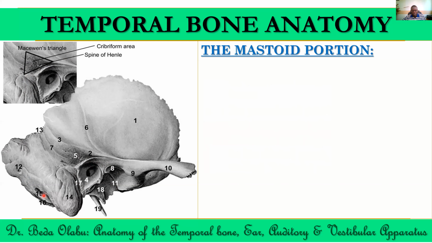So remember, internally we have the mastoid antrum, aditus ad antrum, and mastoid air cells. The first two are constant, the last one variable. Most of the time, however, in adults, the mastoid part will actually have mastoid air cells.